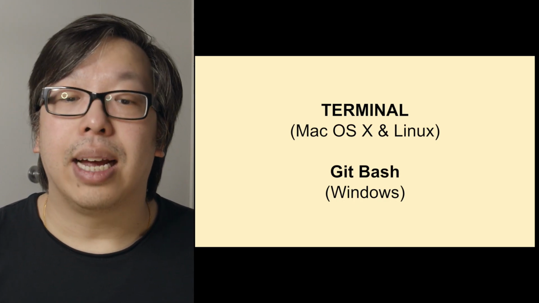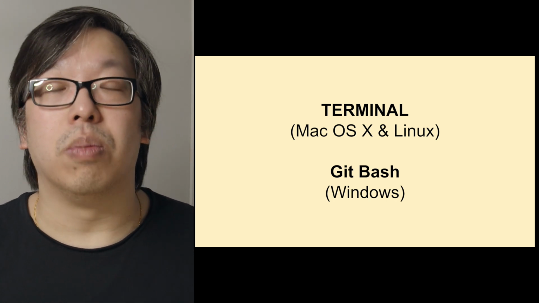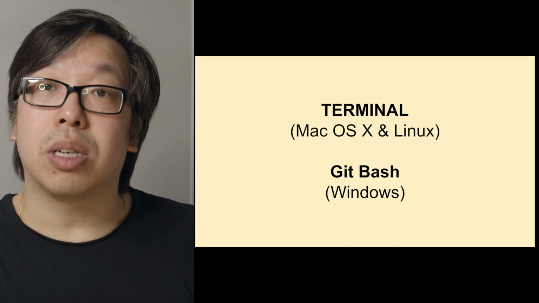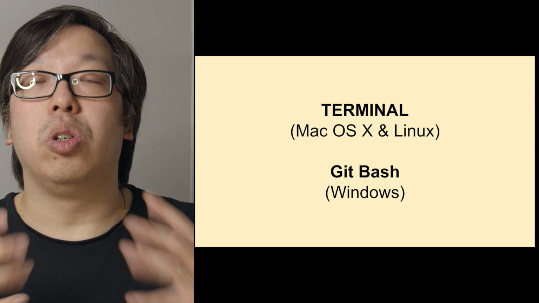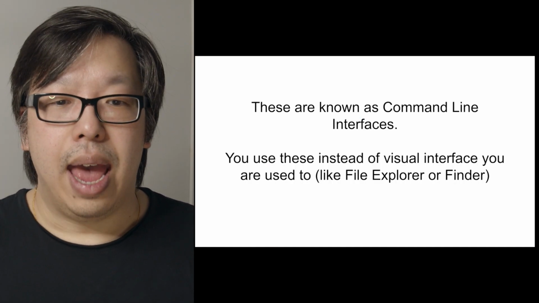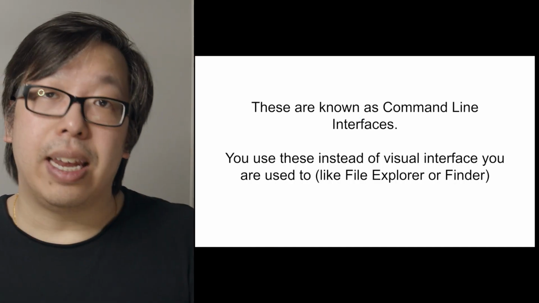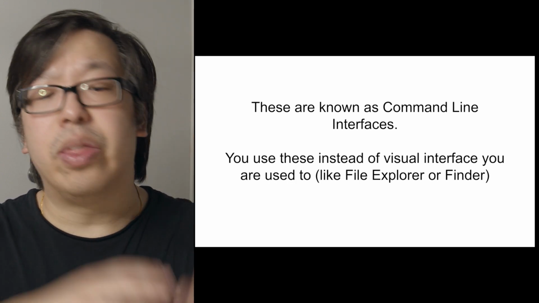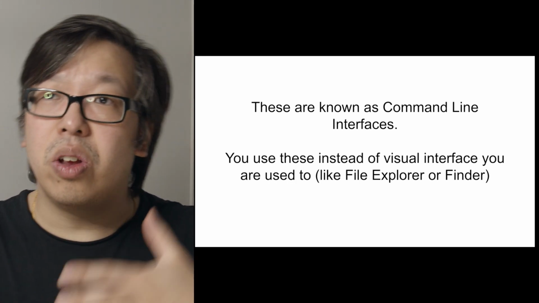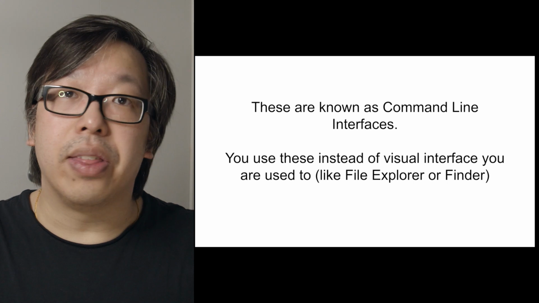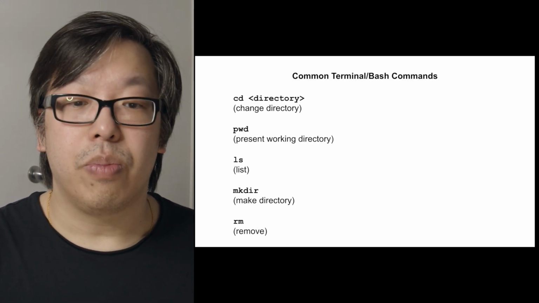Another way you can interact with the exact same folders and files on your system is what's called the command line interface. Like I said, in Mac OS X and Linux you use the terminal, and in Windows you would typically use command prompt, but for this lecture we're going to use Git Bash. These are command line interfaces, and they're what you use to navigate your files, your folders, and do a lot of other stuff.